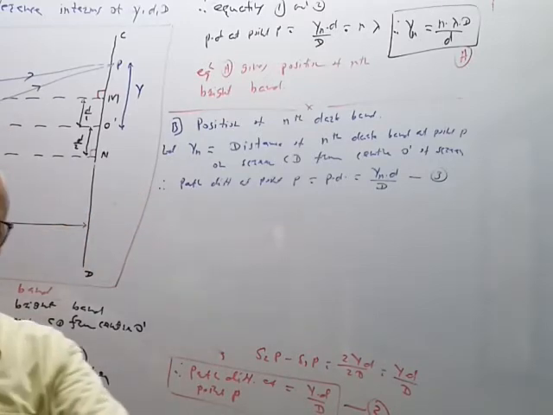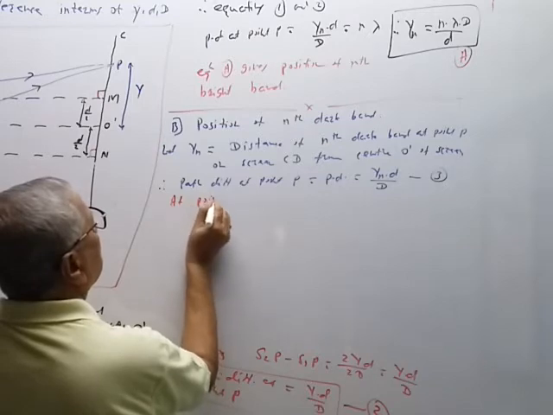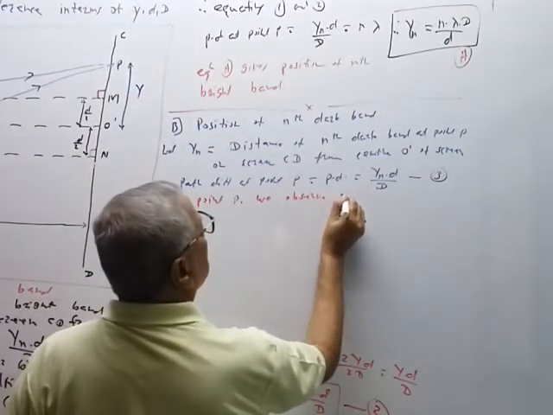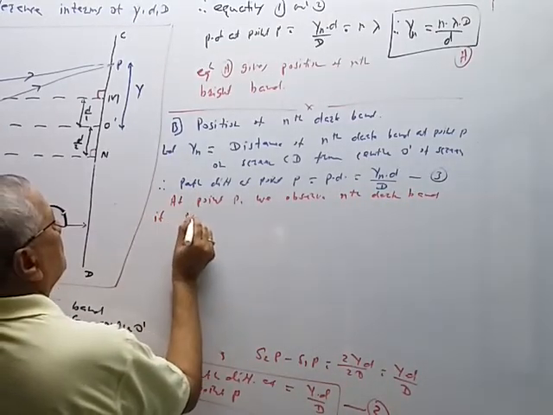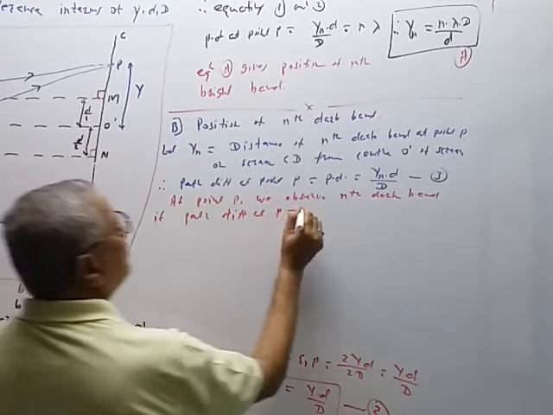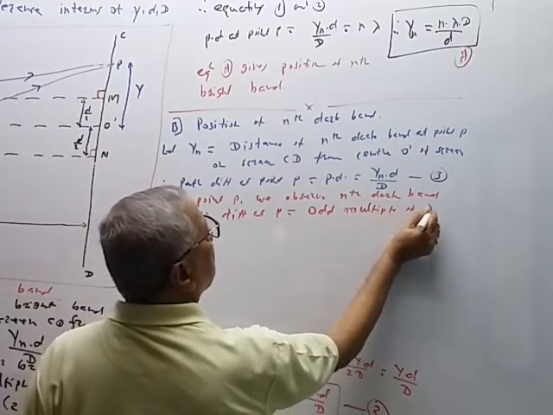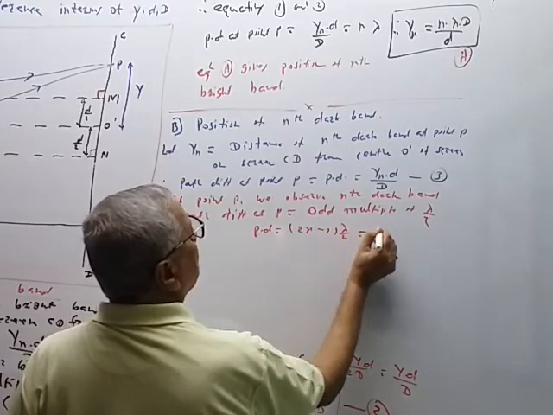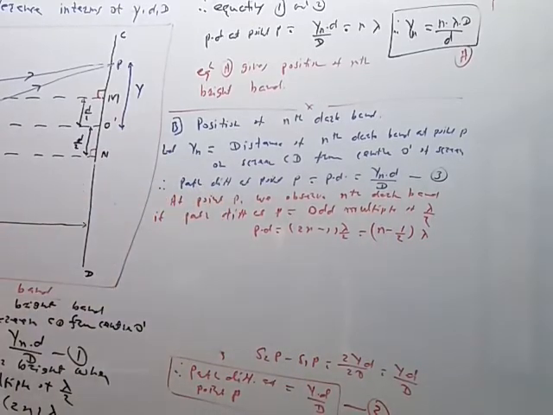Now at point P we observe the nth dark band if path difference at P is equal to an odd multiple of lambda by 2, and therefore path difference is equal to (2n minus 1) lambda by 2, or (n minus half) lambda. This is equation 4.